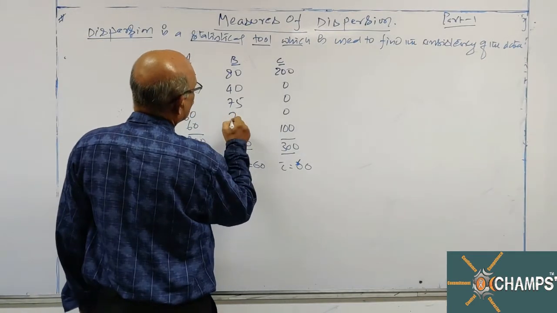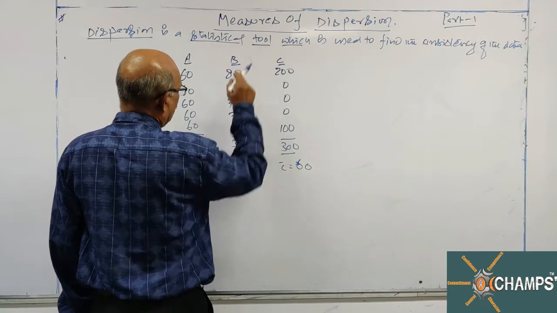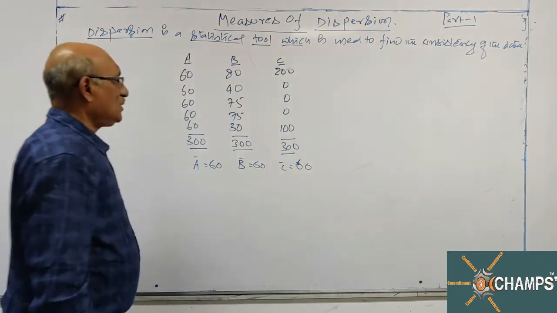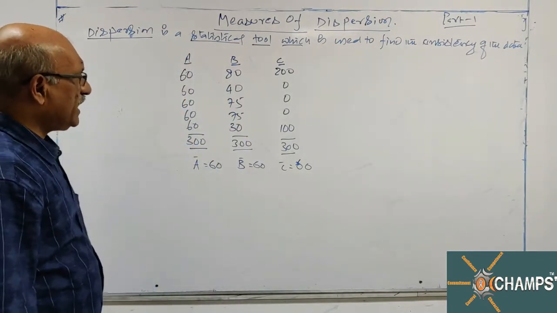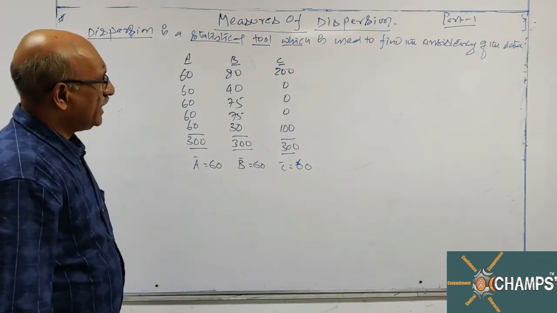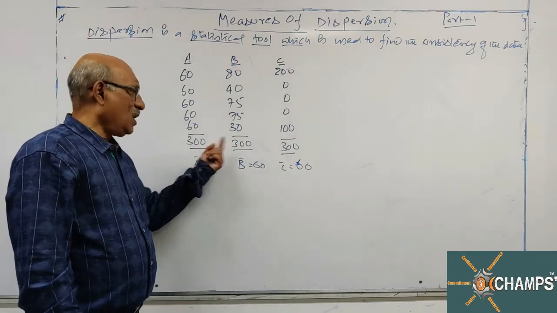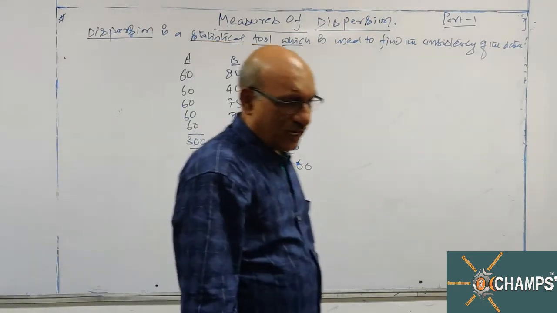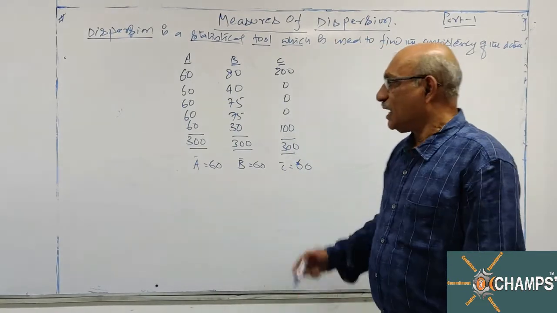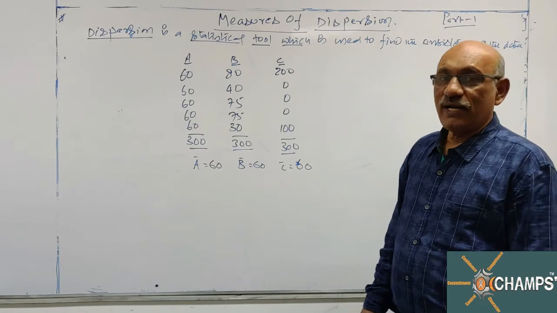Let us take here also 75, 75, 30. So the second player has scored runs 80, 40, 75, 75, 30. The third player has scored runs 200, 0, 0, 0, 100. For these three players, the total is 300, no doubt about it. The average is 60. The average is also saying these three are equally good.